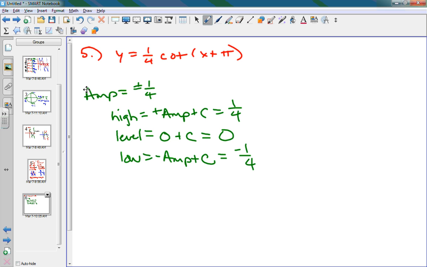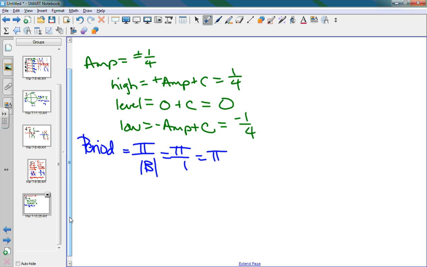Okay? And the next thing I need to do is I need to have my period. Well, my period is going to be not 2 pi this time, but pi divided by the absolute value of b. Again, what is b? The number attached to the variable x, which is the angle. In this case, it's going to be 1, so I'm going to have pi divided by 1, which is just going to be pi units. What happens to 2 pi? The 2 pi is only for secant, cosecant, sine and cosine. Cotangent and tangent have a different period. Its period is pi units. That's why it's not 2 pi.